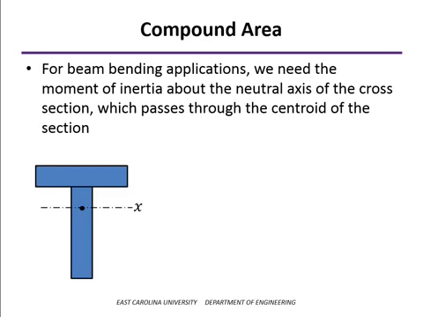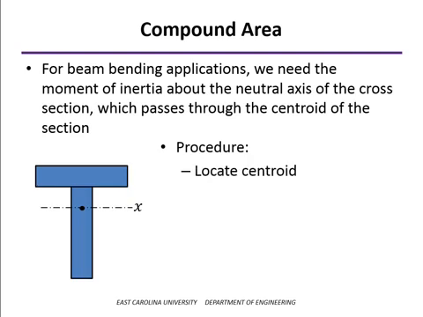So a compound area is simply one that's made up of several simple shapes, and a lot of times in structural analysis, most commonly it's going to be made up of a series of rectangles. So the examples we're going to show are compound areas made up only of rectangles, such as this T-beam that's shown here. Now again, to do bending calculations on a cross-section like this, we need to know the moment of inertia about the centroidal axis, that is, passing through the centroid of the section, because that is the neutral axis of bending. So the first step is going to be to locate where that axis is.